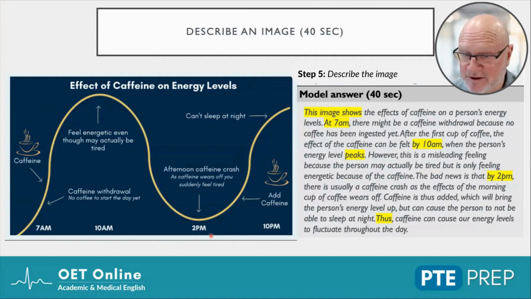Caffeine is thus added, which will bring the person's energy levels up, but can cause the person to not be able to sleep at night. Thus, caffeine can cause our energy levels to fluctuate throughout the day. All right, so that's my model answer, everyone. That's obviously your goal, quite a high level one, but we give you that as a model.